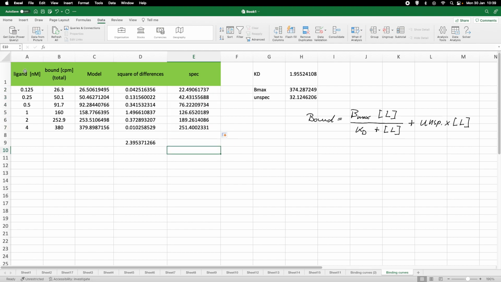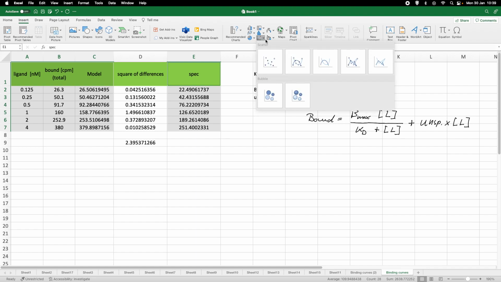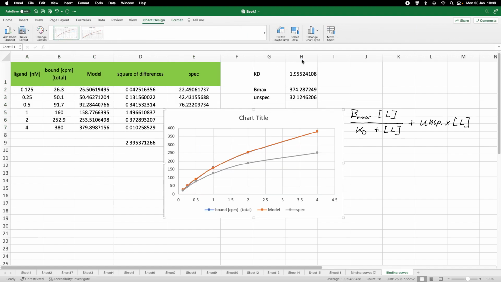And now let's have a look at what this looks like. So we've got these data here plus these data here. And let's plot them. So go to insert. We are looking at the scatter plot. So what we see here is we've got the bound data and our model. And we also see here with these grayish data, this here is the specific binding.